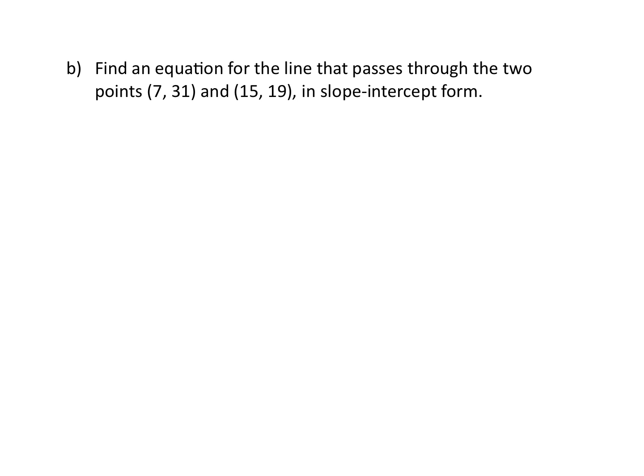So now I want to find an equation for the line that passes through those 2 points that we just found, and we want to put it in slope-intercept form. So that's y equals mx plus b. So I'm just going to jot that down.